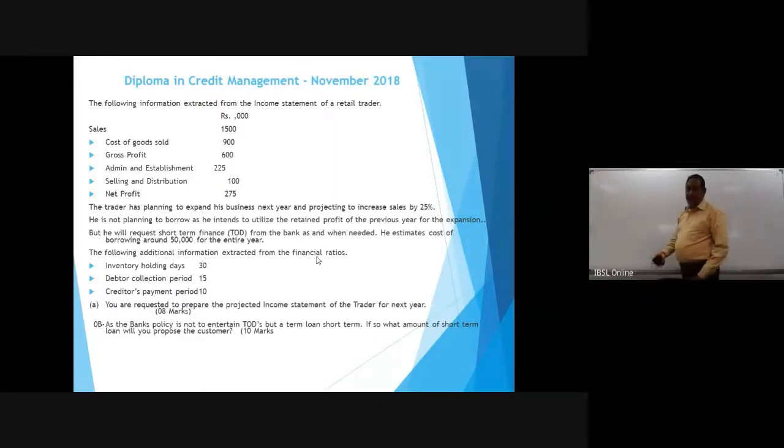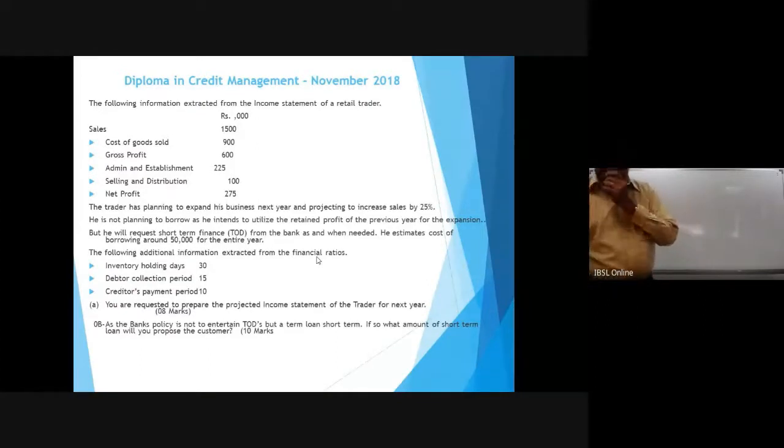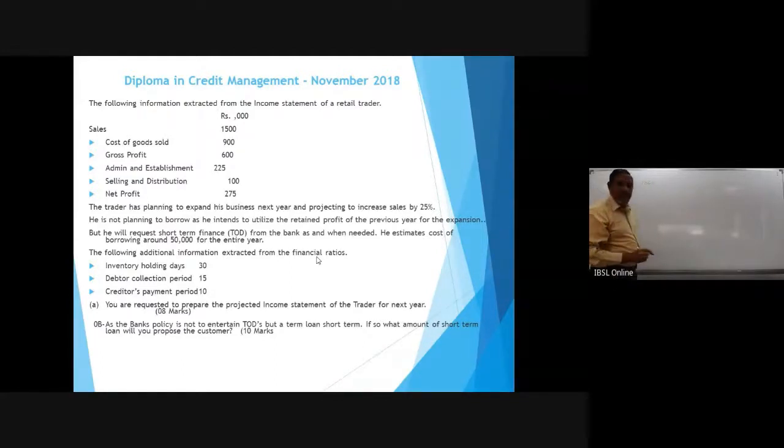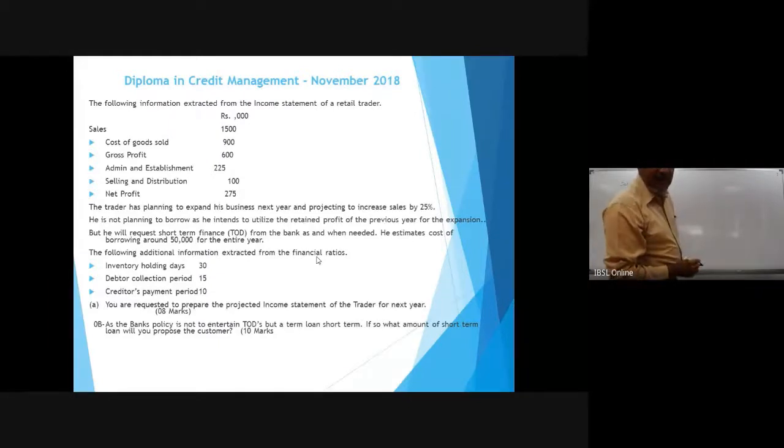Okay, we'll work out this case. Right. What does this case say? First, you have got a structure: sales, cost of goods sold, GP, administrative expenses, selling and distribution expenses, and net profit. Okay, sales $1.5 million. CGS 900. GP 600.